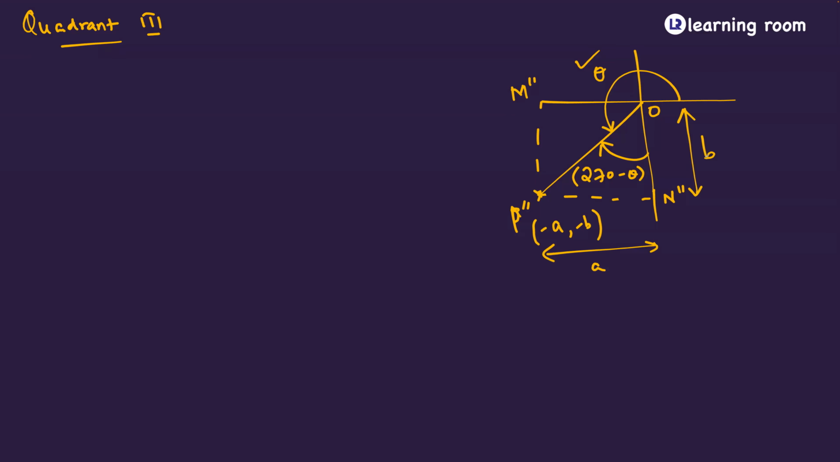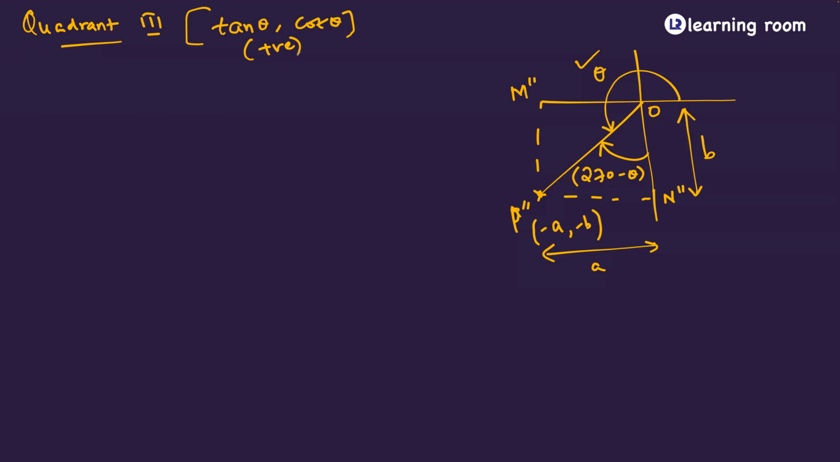So when you land in the third quadrant, the first thing you need to keep in mind is that tan and cot are positive. They are going to be positive, and everything else is going to be negative.